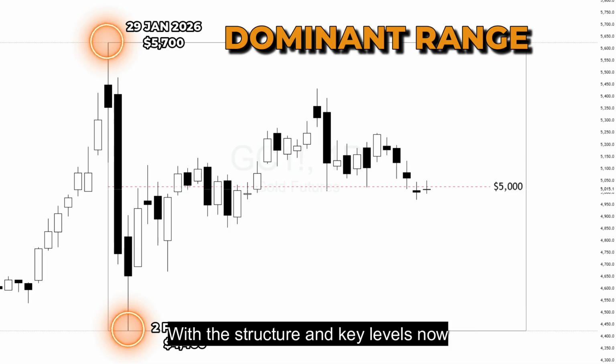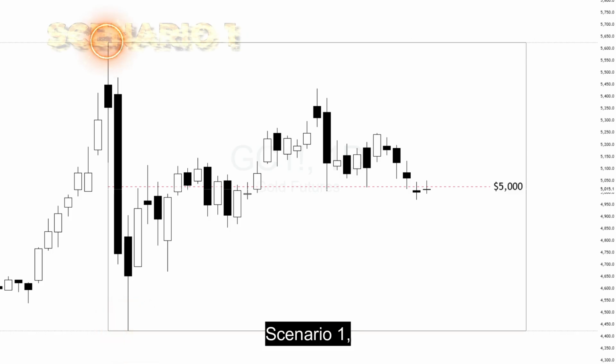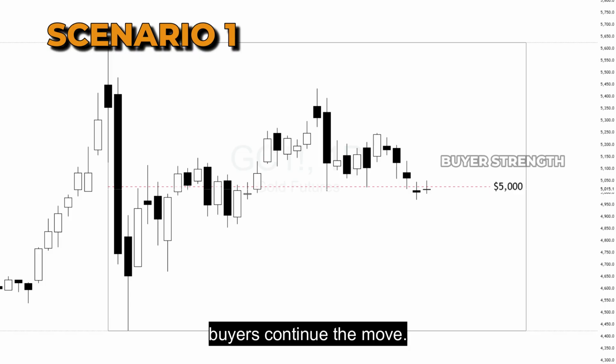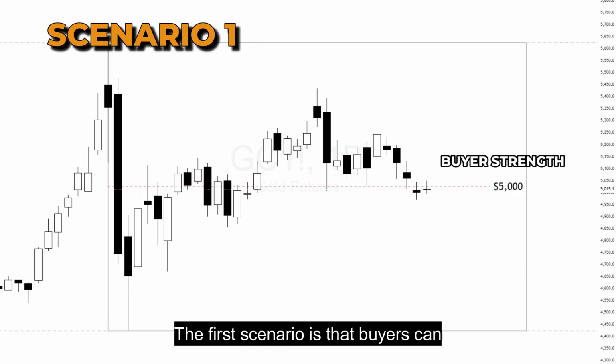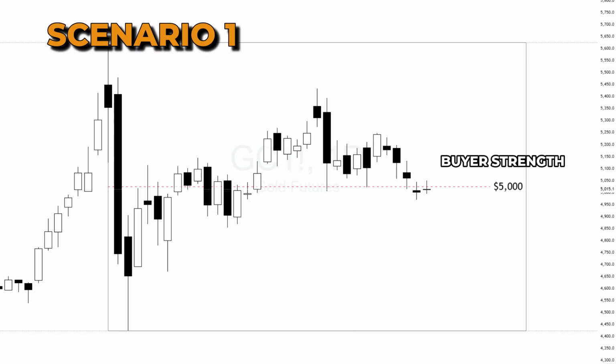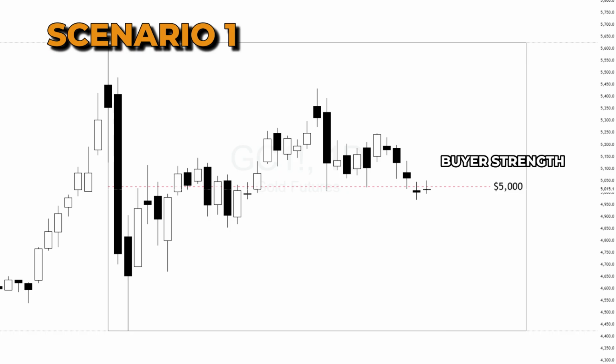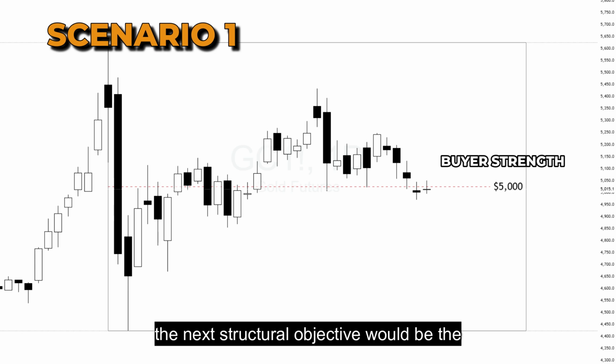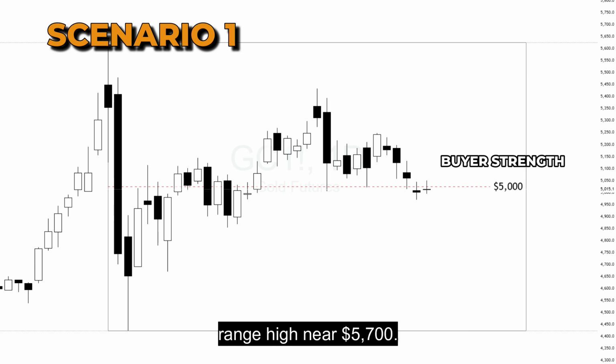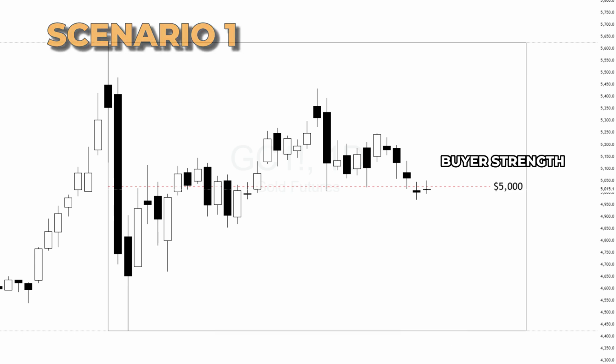With the structure and key levels now defined, the market can realistically unfold from here in 3 different ways. Scenario 1. Buyers continue the move. The first scenario is that buyers can gather momentum above the balance point at $5,000 and begin testing the resistance zone at $5,400. If that level begins to break, the next structural objective would be the range high near $5,700.